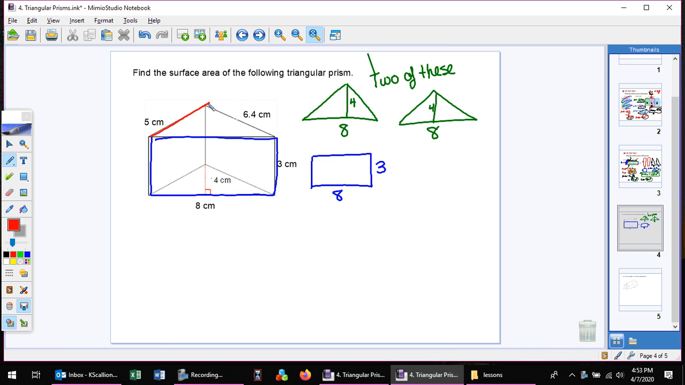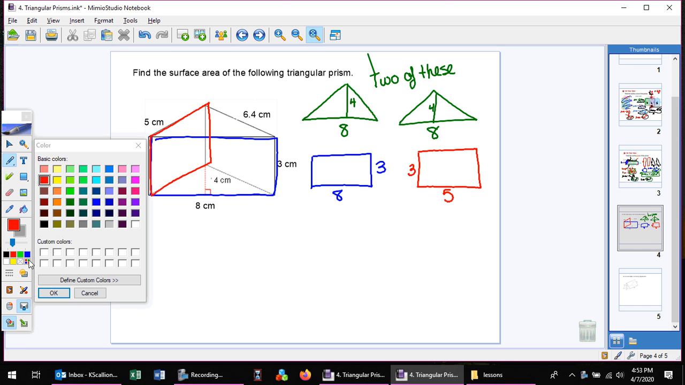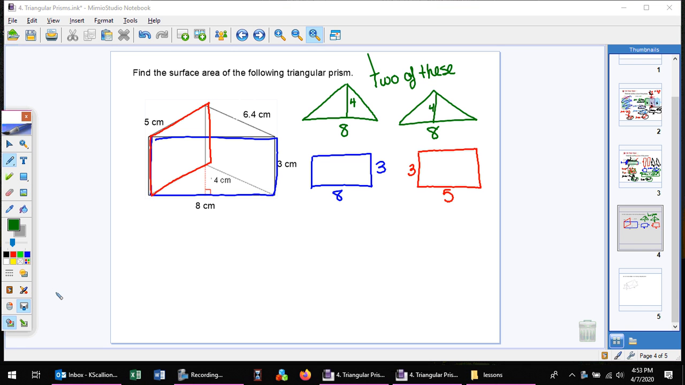Okay, so now I'm going to switch colors again, and I'm going to look at this triangle here. Or not triangle, sorry, it's a rectangle. So this one has a width of 5, but it has a height still of 3. And then my last one, grab that green again. My last one is over here. So that's that one right there. It's another rectangle, and it has a height of 3 still, but this time it's 6.4.